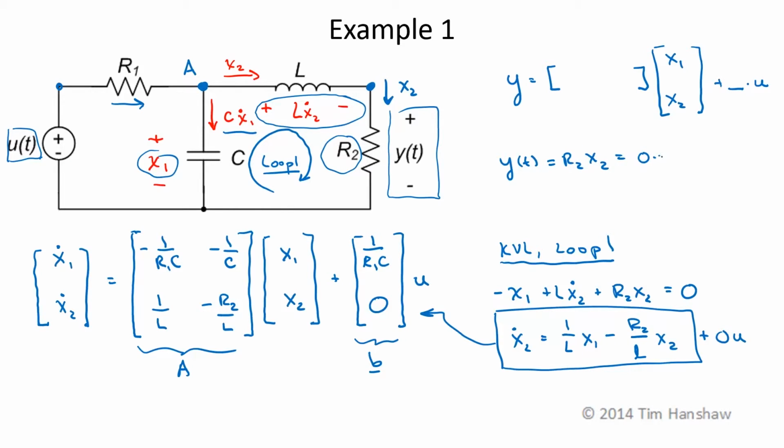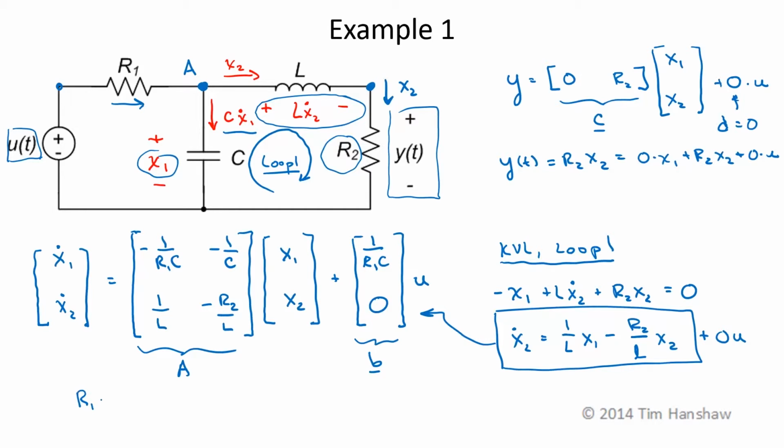which is just 0 times x1 plus R2 times x2 plus 0 times u. So 0 times x1, R2 times x2, and 0 times u. So this is my C vector, and this D is equal to 0. To do my MATLAB simulations, I need values for R1, R2, L, and C.